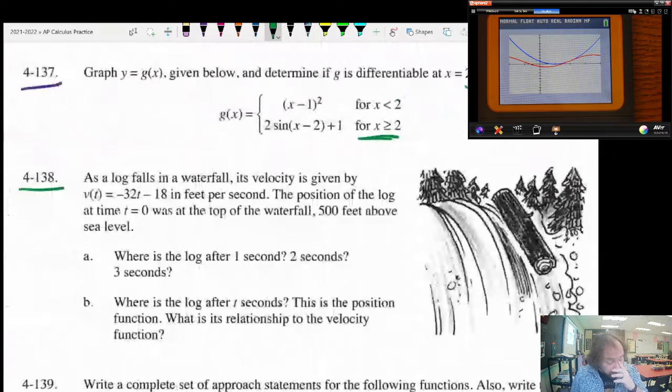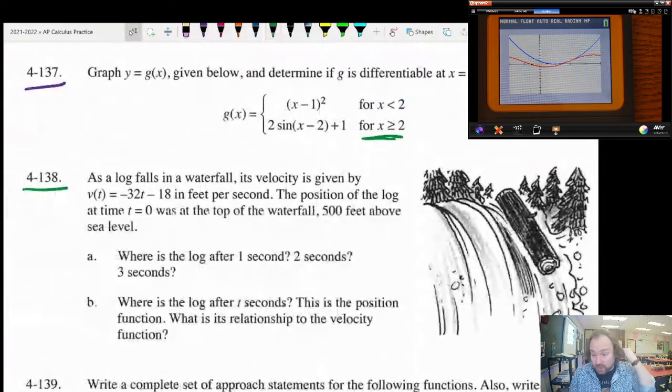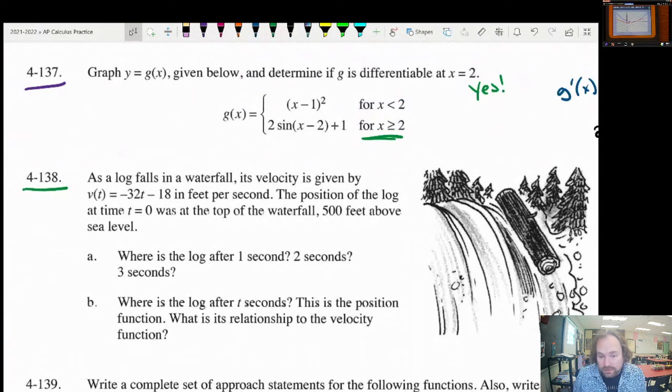Let's look at 4.138, which is going to be kind of an advanced question. So we'll take a look at it. I don't expect you to get this right away, but I'll show you how a reasonable person could figure out the answer anyway.